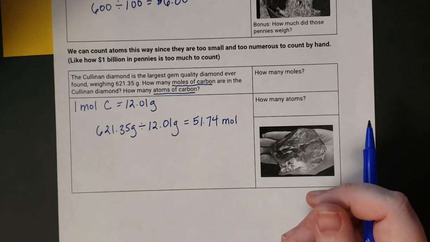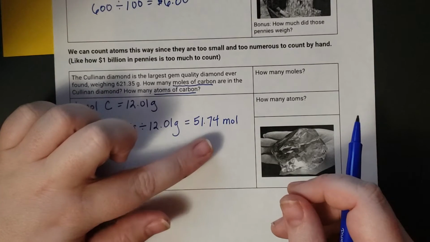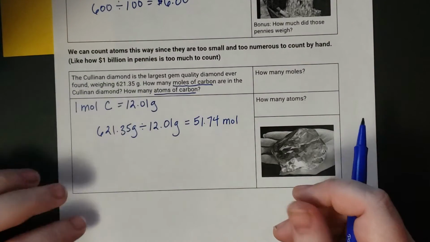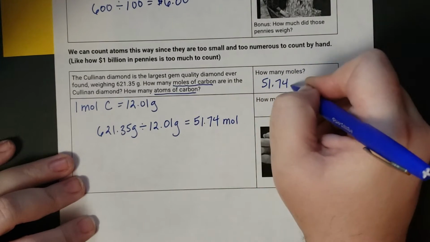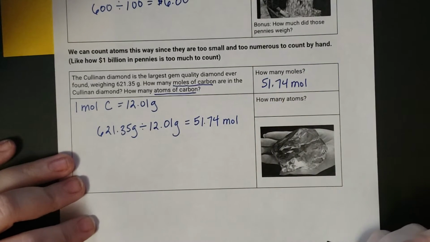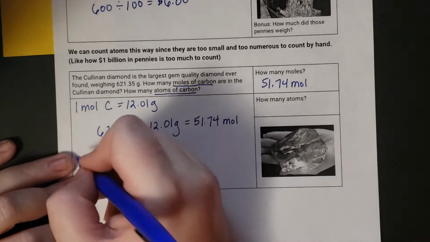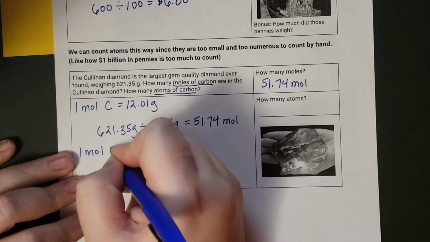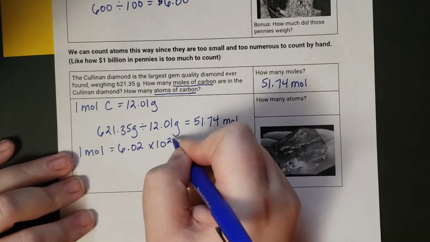So this is a number, remember? So how many moles? 51.74 moles. Now what else do we already know? We know that 1 mole of anything is equal to 6.02 times 10 to the 23rd.